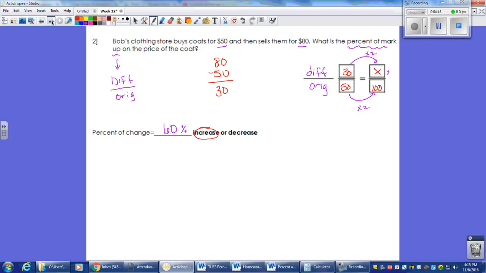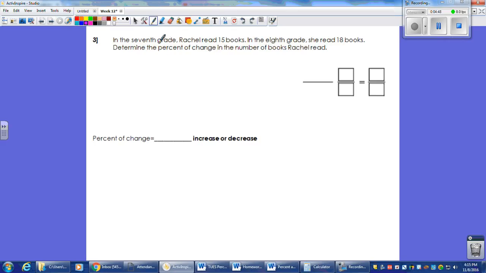So over here it says in the 7th grade Rachel read 15 books. In the 8th grade she read 18 books. Determine the percent of change. Whenever I see percent of change, I know I'm dealing with the difference over the original. Okay, percent of change. So is it increasing? Did she read more books or less books this year?